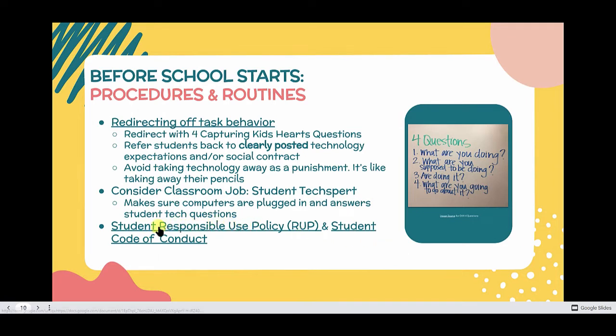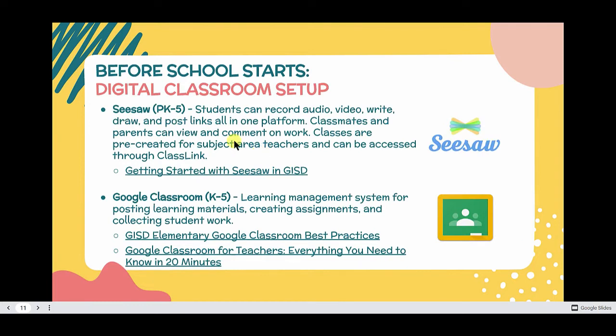Also here, you'll want to become familiar with our student responsible use policy and how that plays into the student code of conduct. For your digital classroom, the two tools we use in elementary in Georgetown ISD are Seesaw and Google Classroom. Seesaw is pre-rostered for pre-K through 5 students, and it can be accessed through ClassLink, both for teachers and students. We highly recommend this, especially in pre-K through 2, as it has all of the tools you need in one platform: video, audio, writing, and so forth.